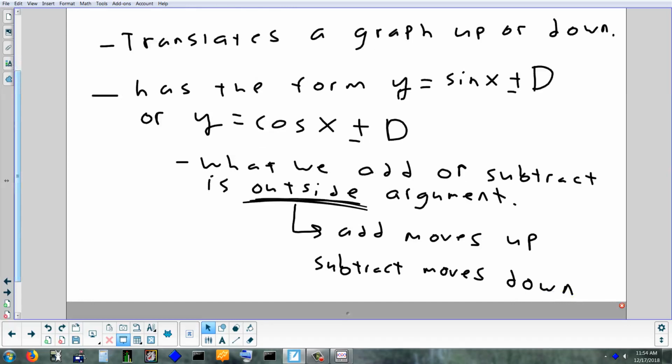You're not inside the parentheses. You are outside the parentheses. In order for that to be a phase shift, you would have to group the x and the 2 together. Now that's a phase shift. When you add and the letter and the number are not grouped together, it's a vertical shift.